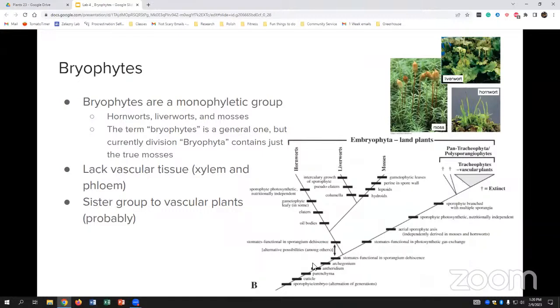So we're talking about this first radiation off our tree of life. Sometimes these are called the bryophytes as a group. We do want to be careful because currently Bryophyta refers specifically to mosses. So when people use that term, you want to be a little careful that you understand the context of what they mean. So we've got our hornworts, our liverworts, and our mosses. Today we're going to look at our mosses in lab. But all of these are going to lack vascular tissue, xylem and phloem, and they are a sister group to the rest of the plants we'll talk about throughout this course. So they're branching out first, and everything else would be the sister group over here.